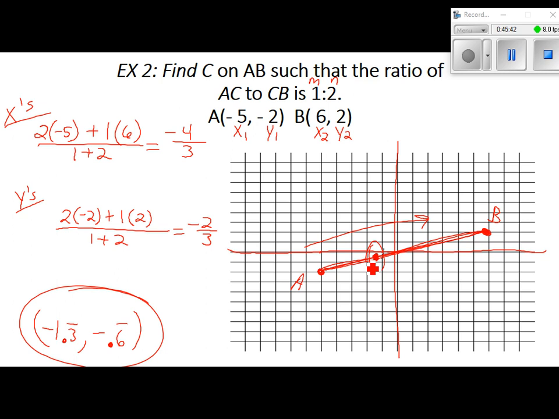1 to 2. You are A, your friend is B. You're going to meet somewhere on this segment. You're going to walk one part of the distance, your friend's going to walk 2 parts, because they're more athletic than you. Does that look like you walk 1 part compared to their 2 parts?